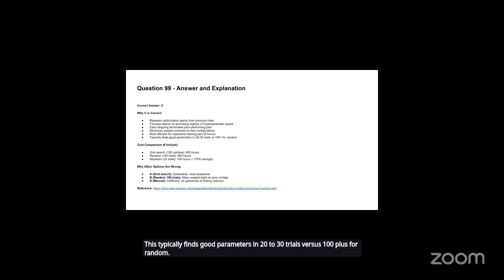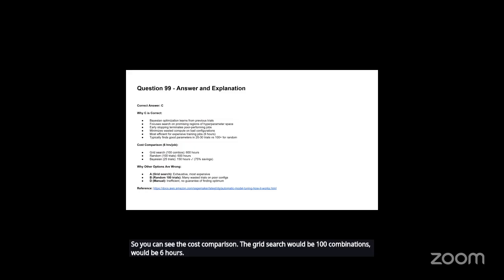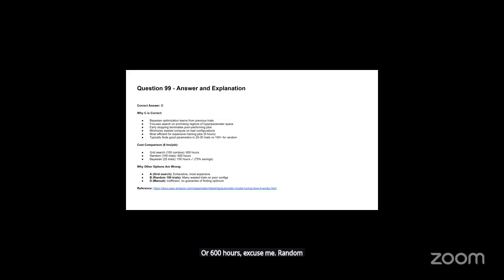So you can see the cost comparison. The grid search would be 100 combinations, which would be 600 hours, excuse me. Random would be 100 trials, which would be 600 hours. Bayesian would be 25 trials, which would be 150 hours. That means a 75% savings.